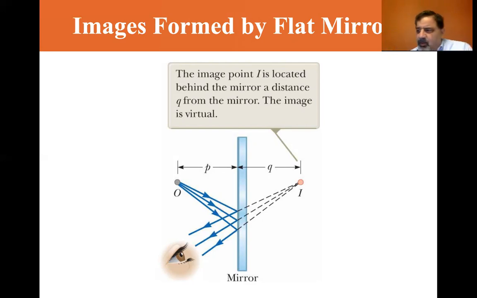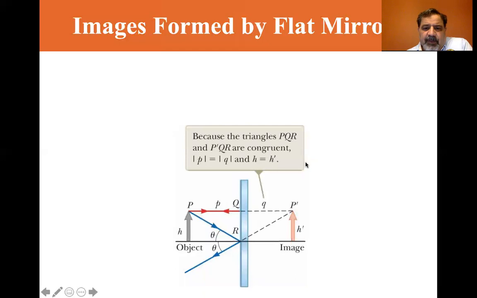There is such a thing as a real image and a virtual image. The real image is formed when all light rays pass through and diverge from an image point. We'll talk about that. Movies will create real images. This is a virtual image, where most or all of the rays do not pass through the image point. So we have the object distance and the image distance.